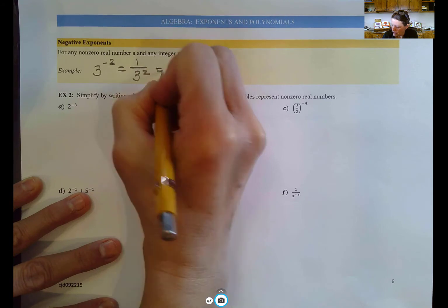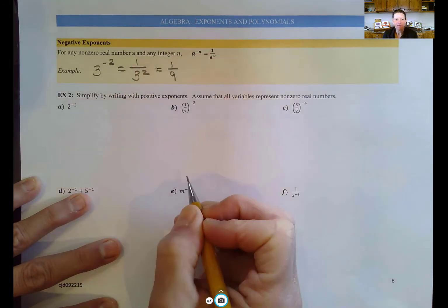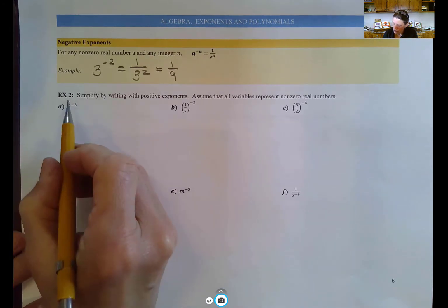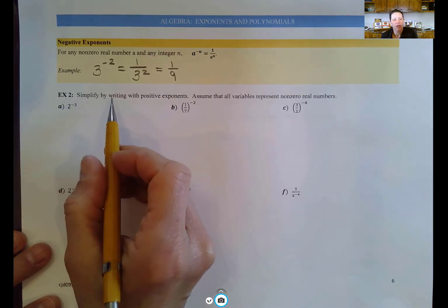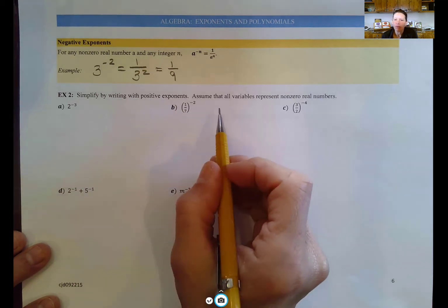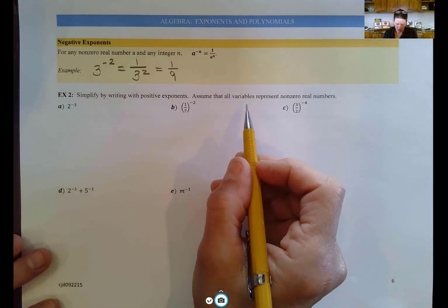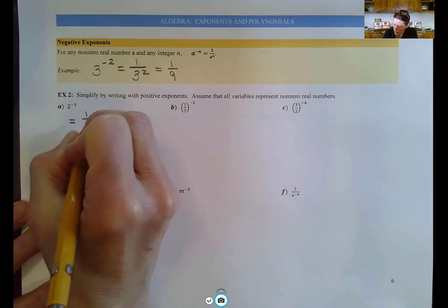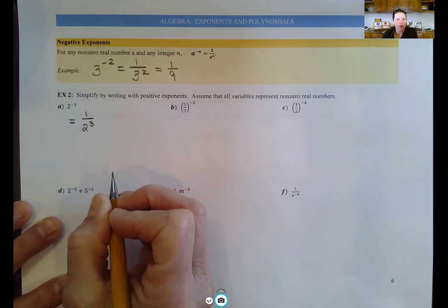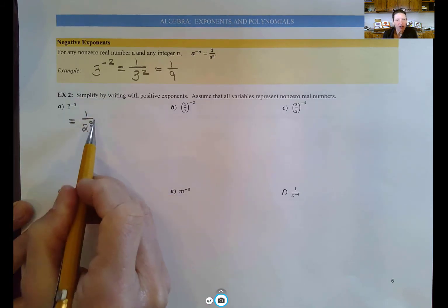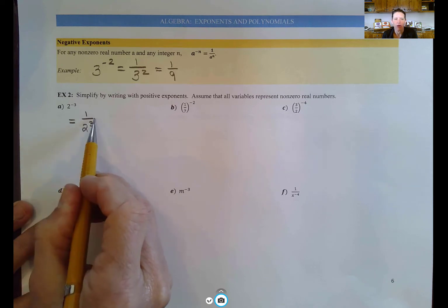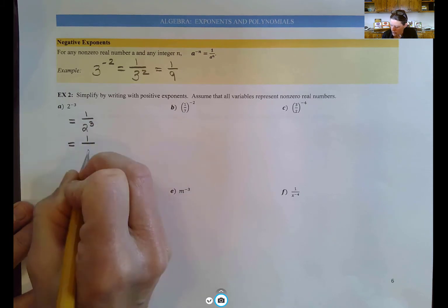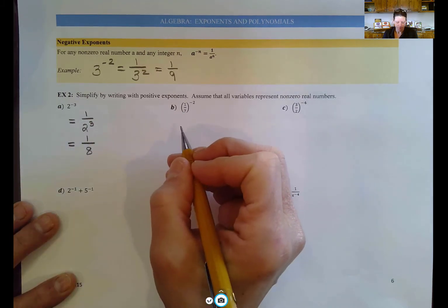We could also call this 1/9. Now let's use the negative exponent rule. In example 2, we want to simplify by writing with positive exponents. We're going to assume that all variables represent non-zero real numbers. Well, 2 to the negative 3 is 1 over 2 to the third power. One of my students said, cross the line, change the sign, meaning cross the fraction bar line and change the sign. And I thought that was creative. Well, 2 to the third is 8, so we can call this 1/8.